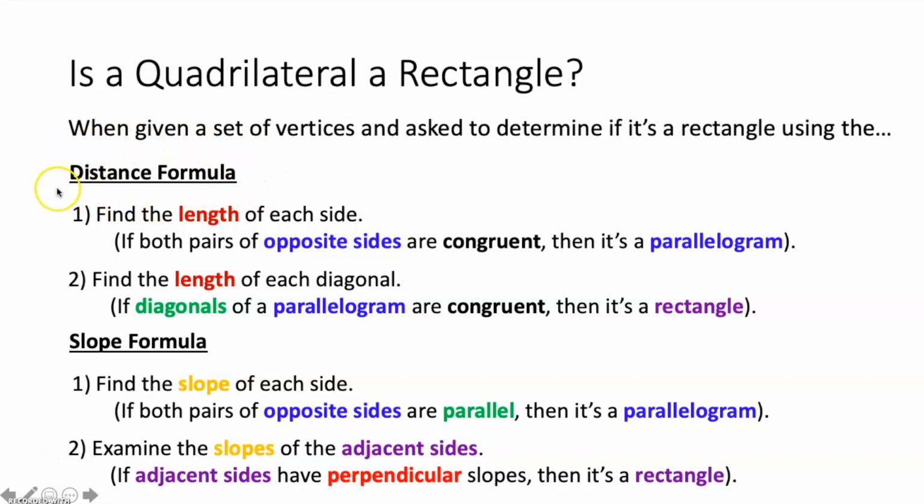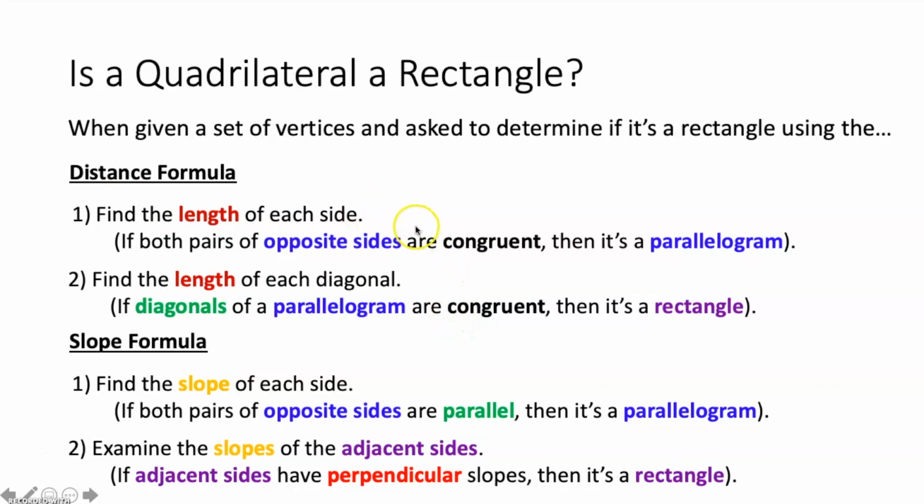So using the distance formula, the very first thing you're going to do is verify that the quadrilateral is a parallelogram. Because in order to be a rectangle, the quadrilateral must first be a parallelogram. So to be a parallelogram, both pairs of opposite sides have to be congruent. So the first thing you're going to do is find the length of each side using the distance formula. If both pairs of opposite sides are congruent, then it's a parallelogram, and you can move on to step 2.